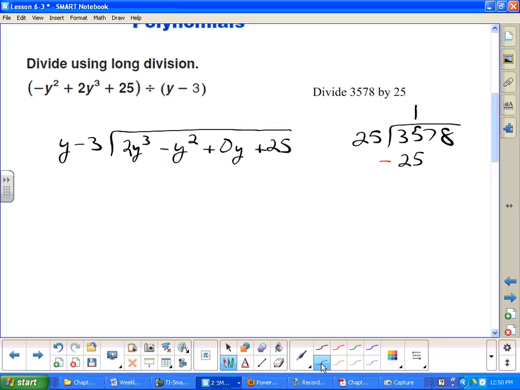Okay, well. Then we subtract, and we get 10. And then we would bring down the 7. Now we're going to do the same thing with the polynomials. Except when we start here, instead of the whole y minus 3, we're just focused on the y. So how many times does y go into 2y cubed, or what's 2y cubed divided by y?